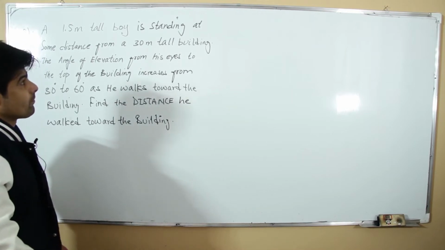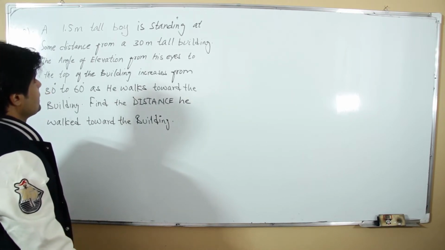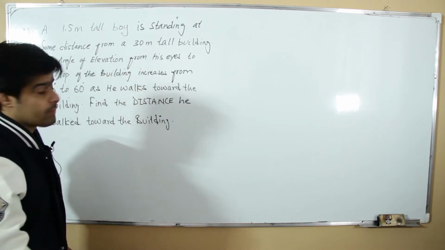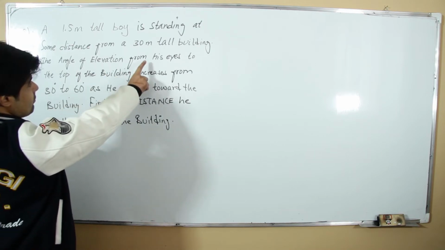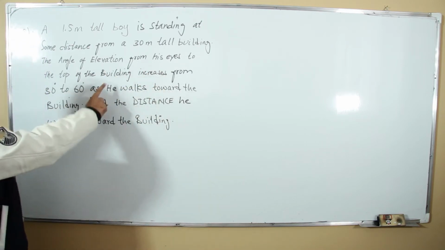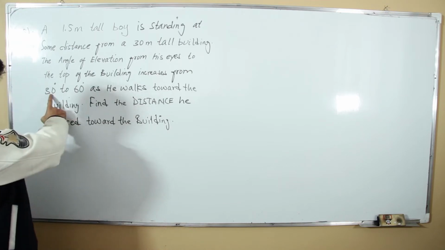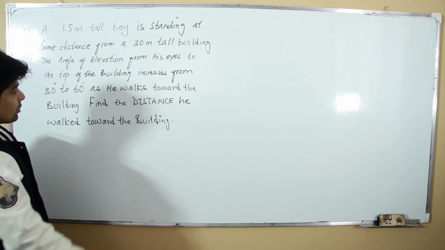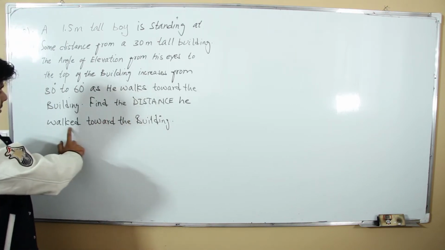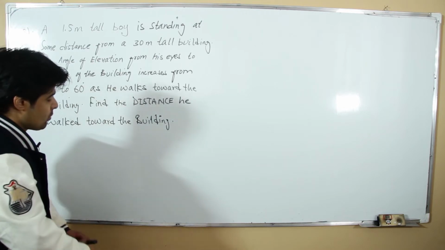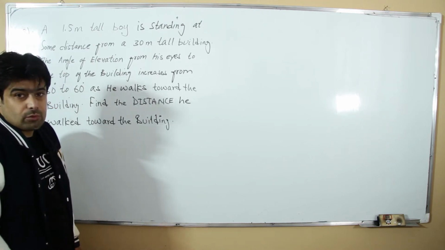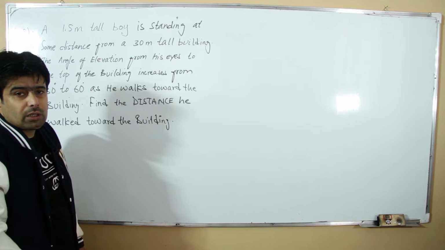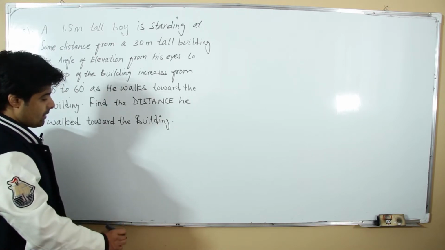Question number 5. A 1.5 meter tall boy is standing at some distance from a 30 meter tall building. Now, the angle of elevation from his eyes to the top of the building increases from 30 degree to 60 degree as he walks toward the building. Now, you have to find the distance he walked toward the building. What the question is. First, you have to know what the question is. The solution is so simple. Maybe you will find sine, cosine, tangent, whatever. There is nothing else.